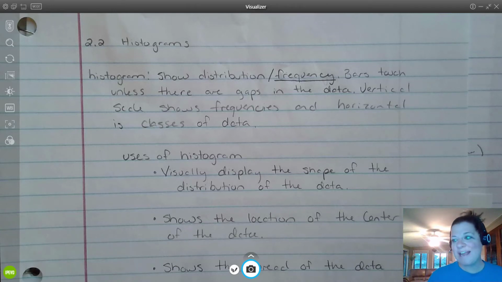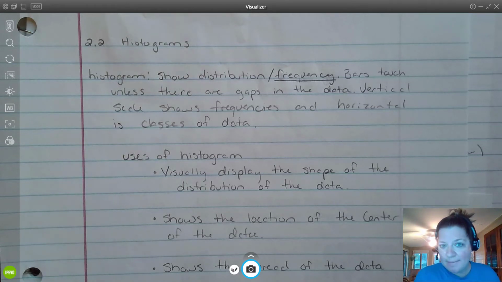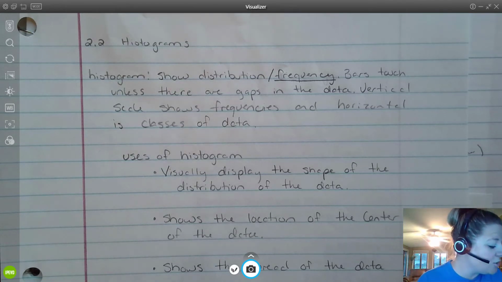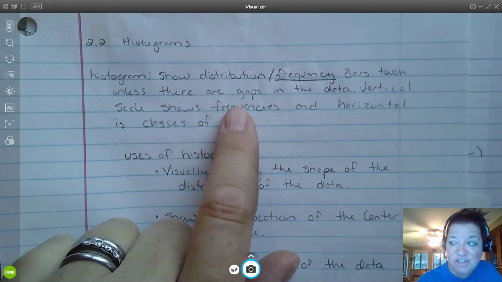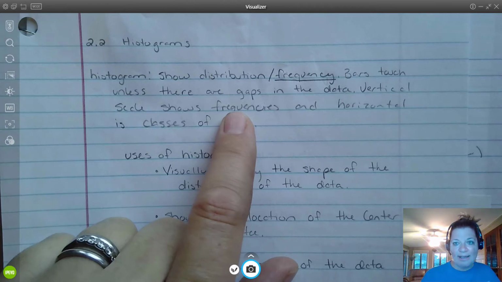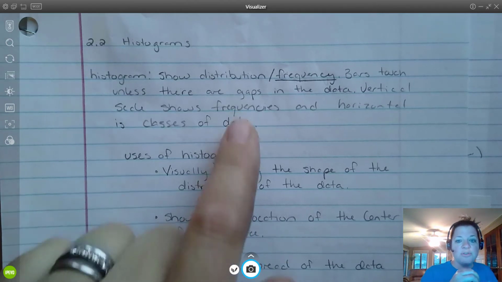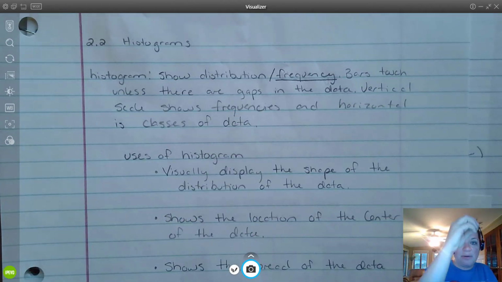Hi class, this video is going to help with histograms, and you should have seen these before in Math 1000 or in any of your other math classes. But what is a histogram? It shows distribution and frequency. The bars touch unless there's a gap in your data, and the vertical scale shows frequency, so up and down shows your frequency, and the horizontal is the classes.